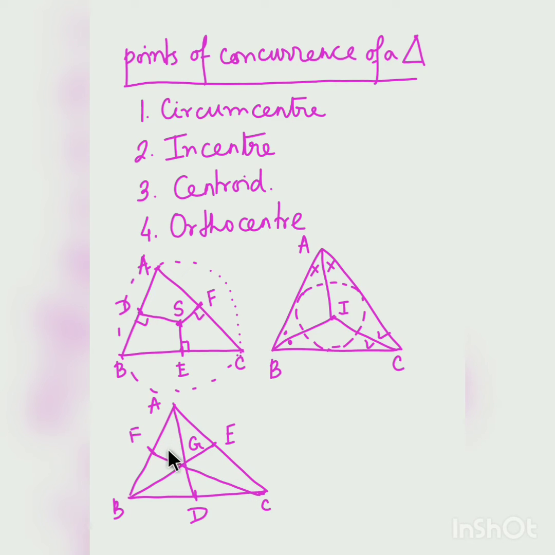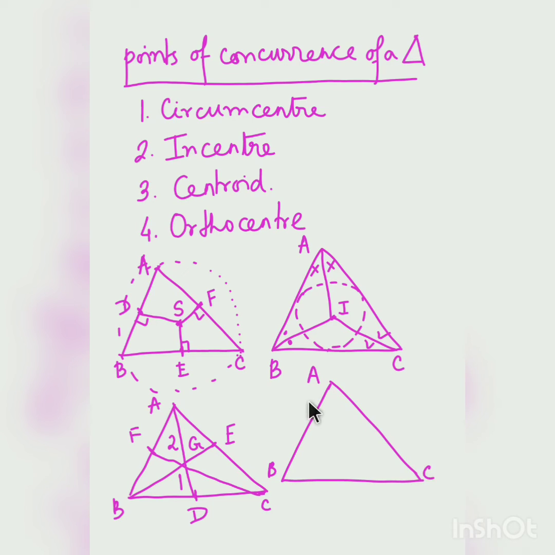Now, this is very important. The centroid divides a median in the ratio 2:1. Very important. Now let's move on to the last one, which is orthocentre. Again, let's draw a scalene triangle. As before, we name it ABC.